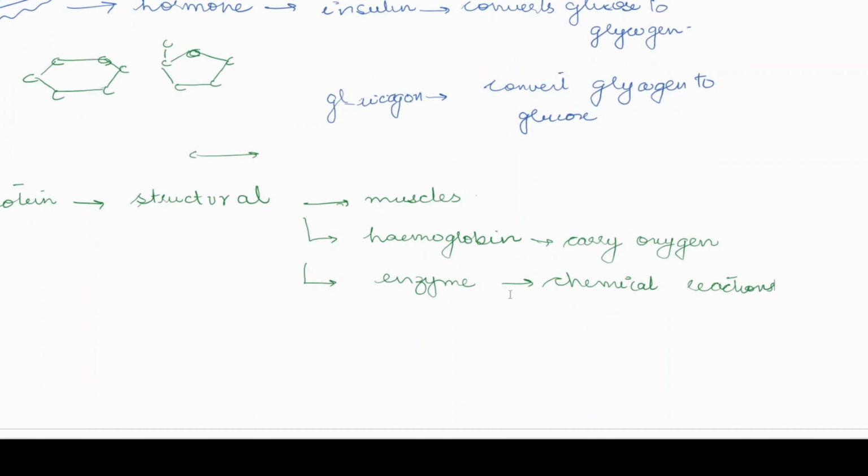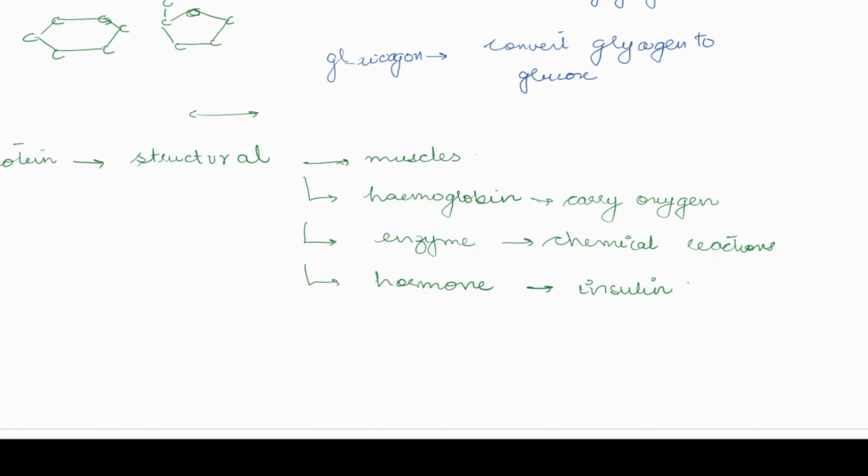There is another one. Hormones. I have given you an example of insulin, right? So insulin is a protein which helps to maintain the glucose level in your blood. There can be others, like keratin. Have you ever heard the name of keratin? Your hair and your nails are made up of a protein known as keratin.